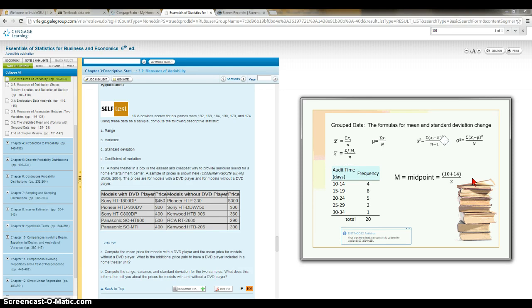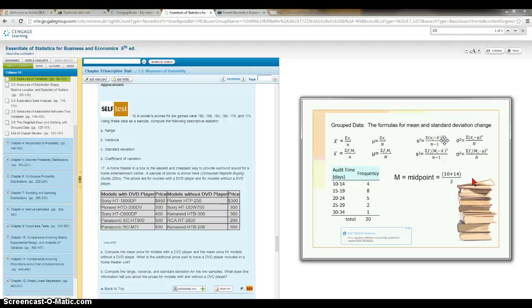If the data is grouped, this is the formula for the sample mean, and the formula for the population mean is here. The sample variance is here, and the population variance is here. Okay, so if you notice, the only thing that was added was an F and an M in place of the X. Okay, so F stands for frequency. So frequency would be this column right here. Okay, frequency. M is the midpoint.